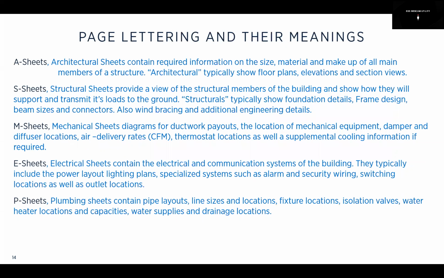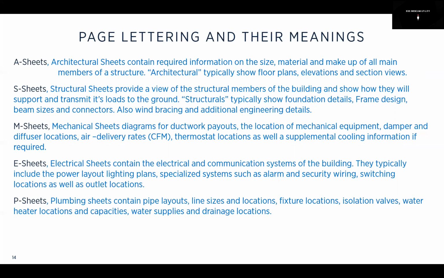All right, page lettering and their meanings. A sheets, these are your architectural sheets. They contain required information on the size, material, and makeup of all members of a structure. Architecturals typically show floor plans, elevations, and section views. S sheets, your structural sheets, provide a view of the structural members of the building and show how they will support and transmit its loads to the ground. Structurals, as they're called, typically show foundation details, framing details, beam sizes and connectors, also wind bracing and additional engineering details.